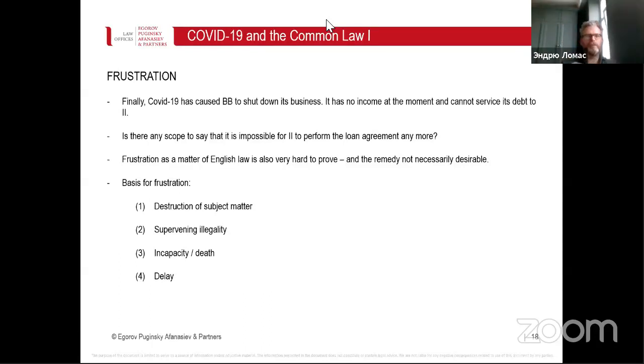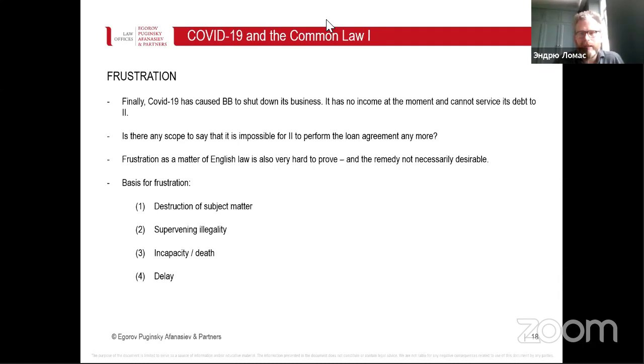So that brings us to the final topic here. I'm conscious I've been speaking for over an hour. I want to open this up to questions soon. But the topic of frustration is the one that ties all the threads together really on COVID-19, because I've read a lot of articles recently, I've read a lot of learned commentary on force majeure and frustration.